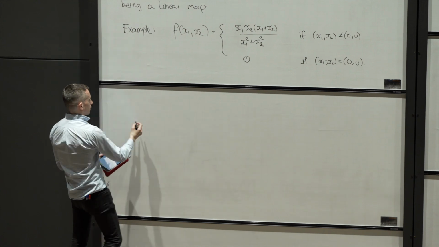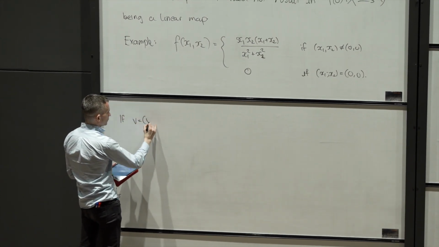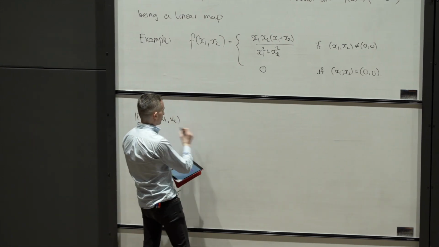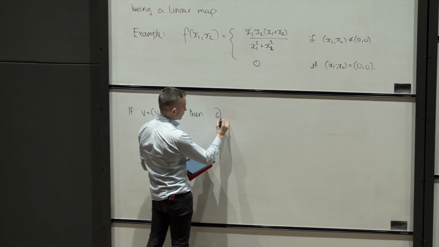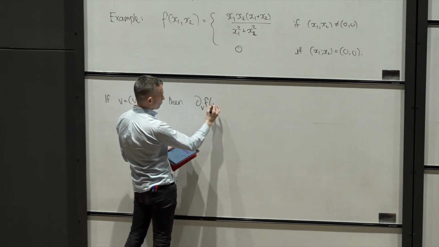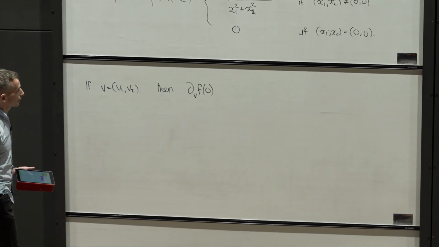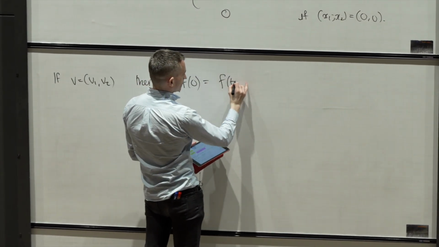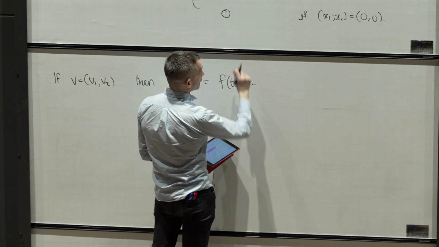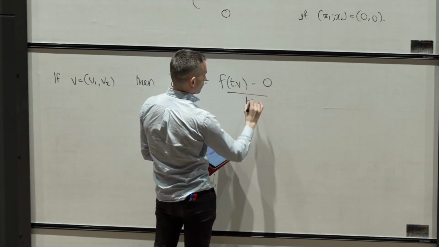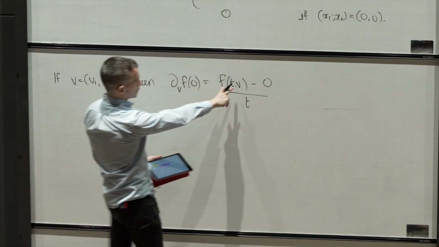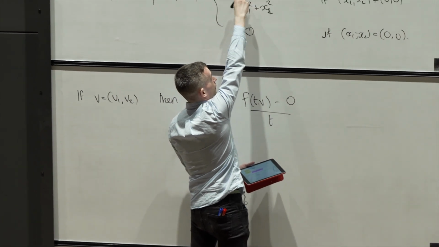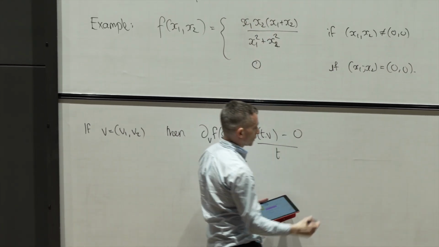Okay, so we can compute, so if v is (v1, v2), let's see what happens when we take the directional derivatives. So the directional derivative in the direction v of f at 0, it's kind of cumbersome to say, is just f at t times v minus f at 0, which is 0, over t. So let's just substitute in for that, and you get a factor of t for x1, x2, and x1 plus x2.